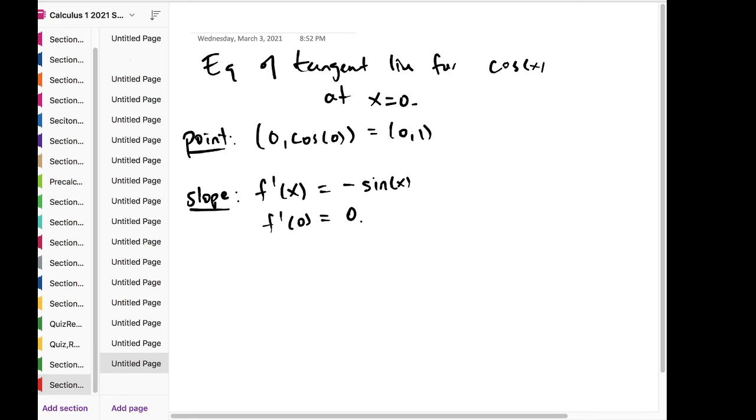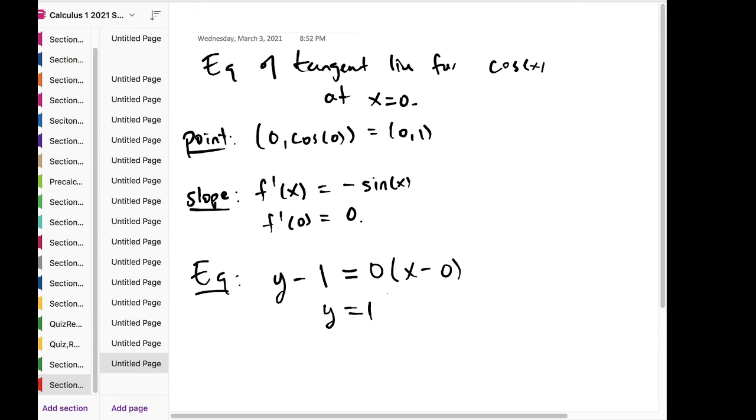Now, what's the equation of the tangent line? Let's write it out. Y minus what? Yep, y minus 1 equals, what's m? 0 times x minus 0. So what's the equation of the tangent line? Y equals 1.